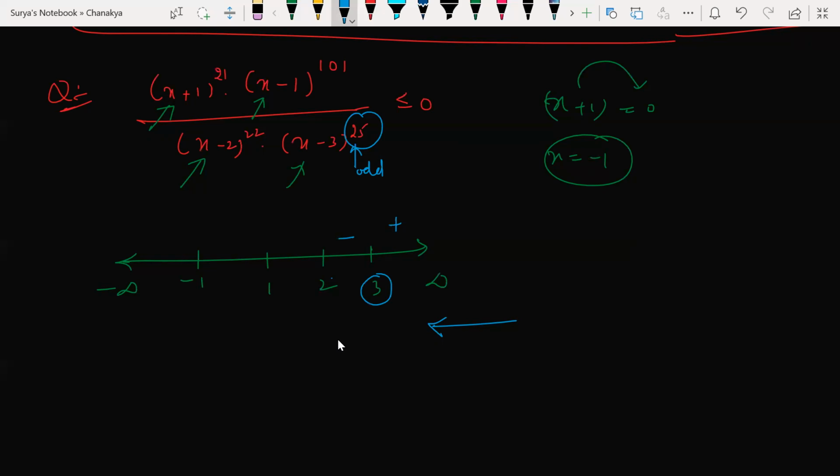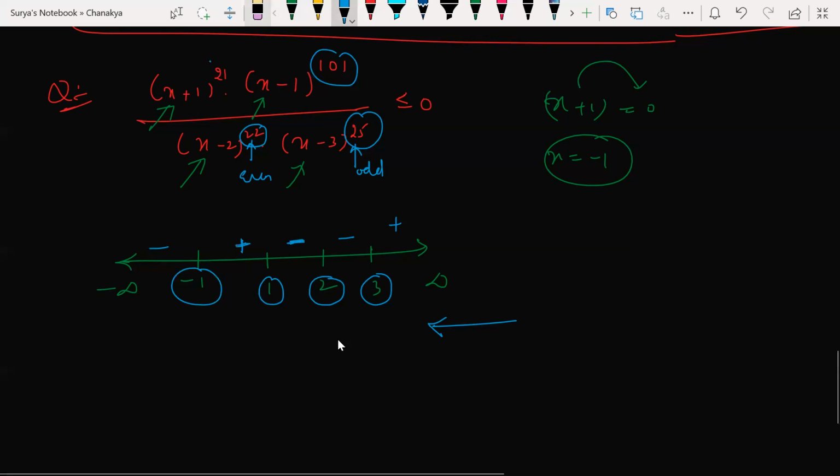Okay, perfect. Now check the power of 2. What is the power of 2 here? Even. If it is even power, sign will not change. If it is minus, it will continue with minus only. Very good. What is the power of 1 here? Odd. So if it is odd, sign changes. It is minus here, now it becomes plus. Again, what is the power of minus 1? Still odd. So here plus becomes minus. Hope it is clear.